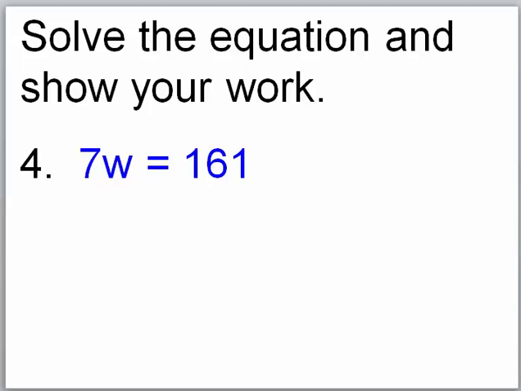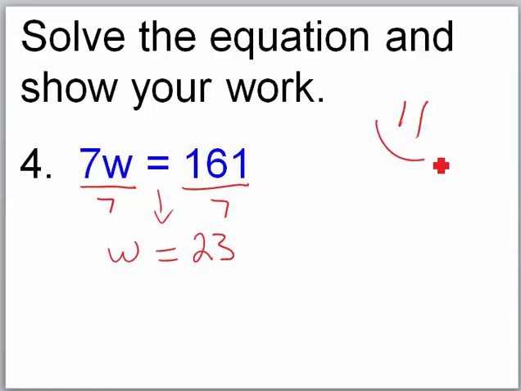Alright. Try this one on your own. Okay, we had to undo our multiplication by dividing by 7. Okay, we had to bring down that equal sign. What we did to this side, we had to do to that side. So I get W is 161 divided by 7, which is 23. Okay, if you put a 1 here, that's fine. But we read that as just W. Okay, if you got that, give yourself a smiley face.